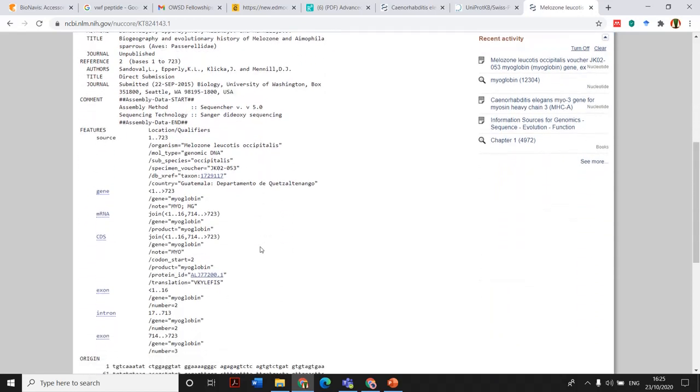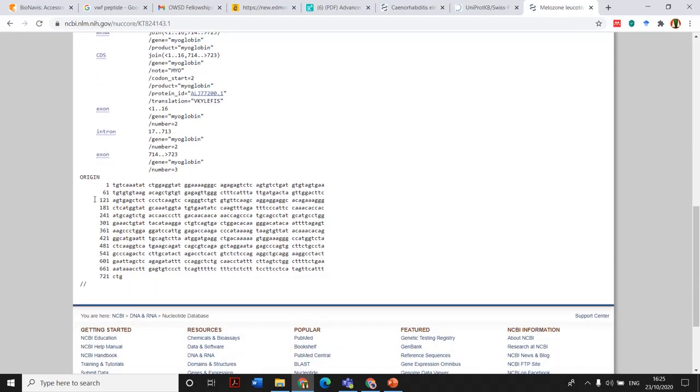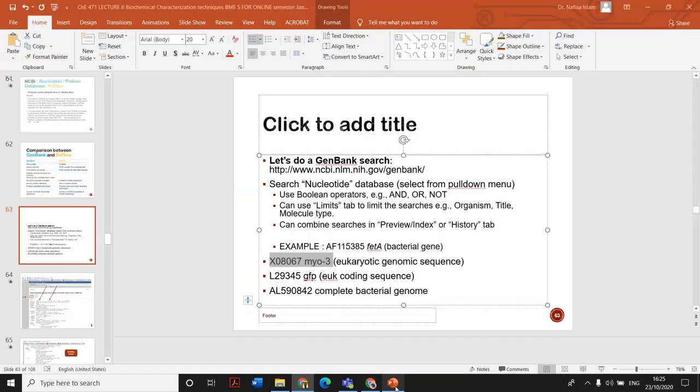There are other things over here. What I'm more interested in is here. It's giving you the base sequence. So, for some reason, it doesn't start with the ATG. I don't know why that is.